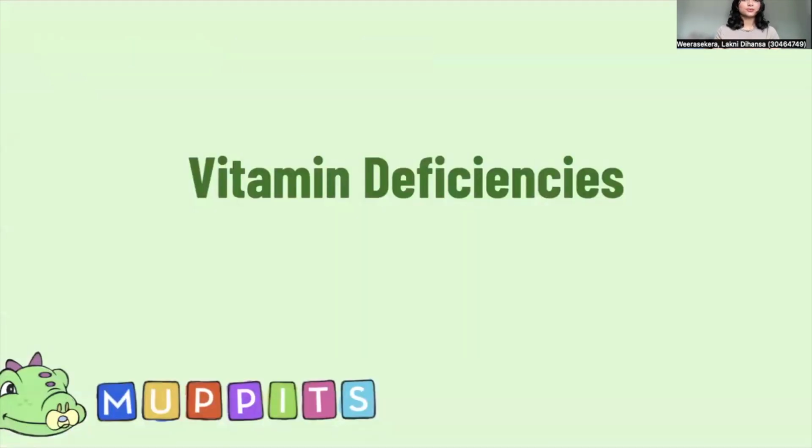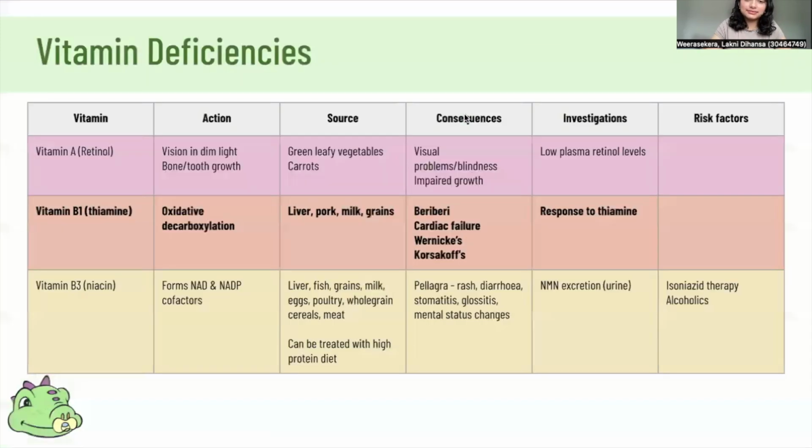Okay, next topic is vitamin deficiencies. Now, there are a lot of vitamins and minerals out there, but I've just bolded the ones that tend to come up more often and put some information about some other ones as well for your own reference. And you're more than welcome to have a read of all the other ones in your spare time. So, first important one is vitamin B1, which we also see in adult medicine when you look at patients with alcohol-related disorders. Important consequences to look out for are beriberi, cardiac failure, Wernicke's, and Korsakoff's.